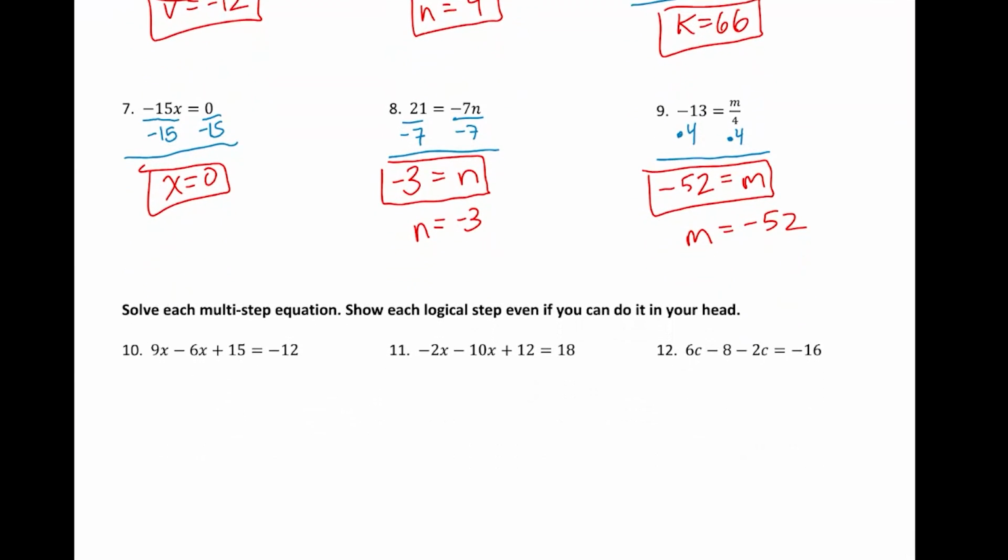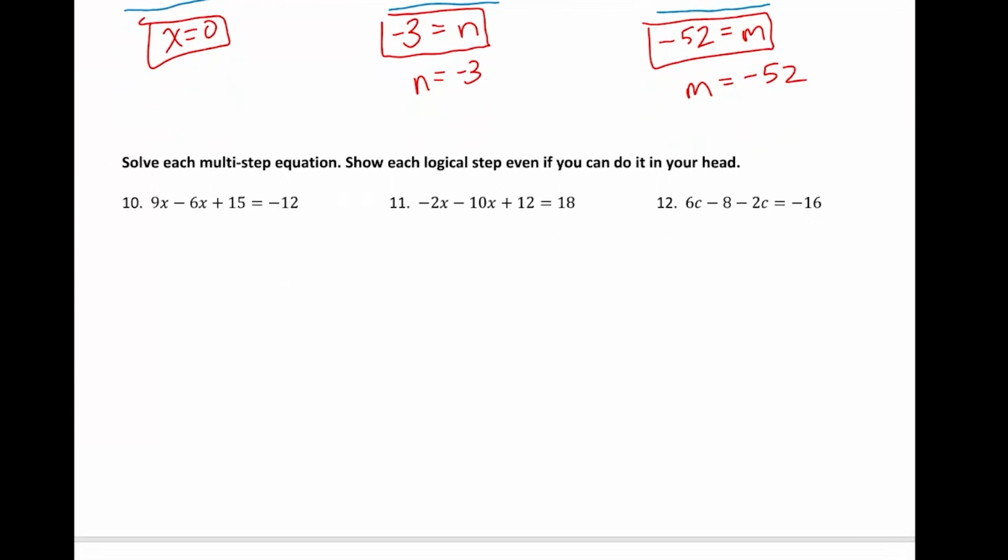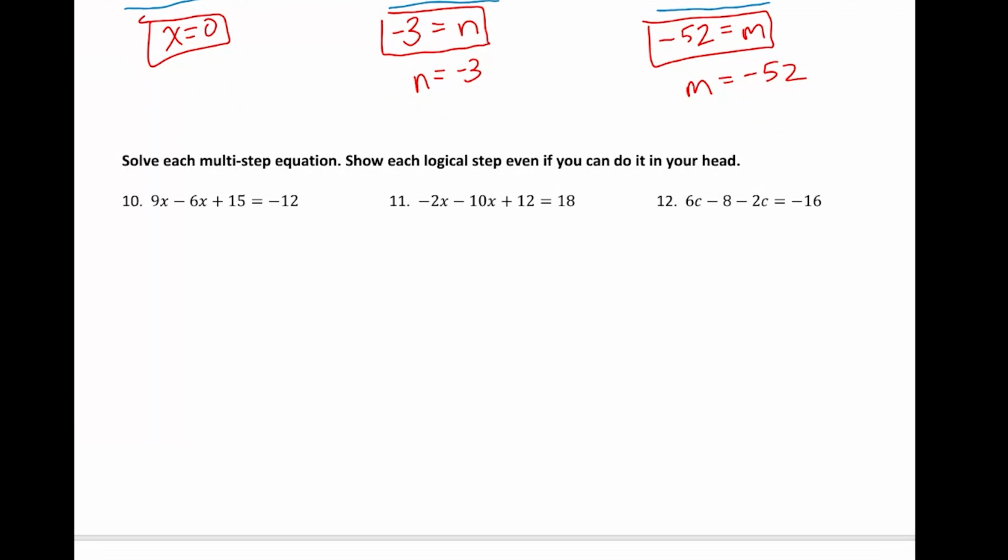Okay, moving on. Now we're incorporating some combining like terms. So we're going to pull together all the like terms first before we start using properties of equality. So number 10, see we've got 9x and negative 6x. When you've got two terms that are on the same side of the equation, meaning both on the left or both on the right, and they both have an x, you can put them together. If both terms do not have an x, you can't put them together.